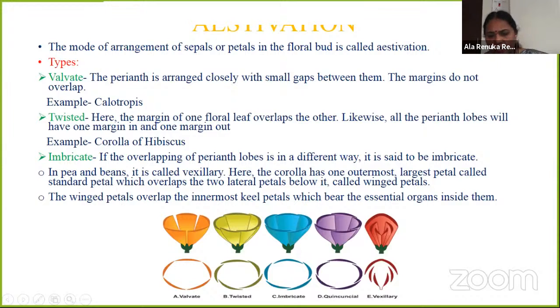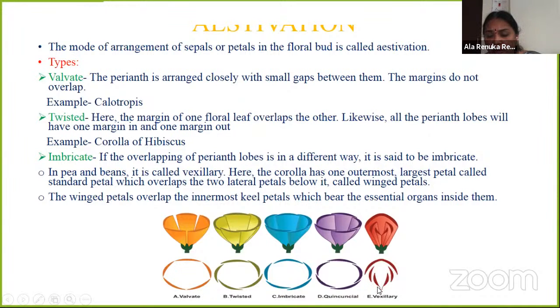Then you can see this is a special arrangement. Standard petal in a vexillum. This type of situation is called vexillary. It is the outermost petal, two lateral petals and keel petals. Inside these keel petals there will be androecium and gynoecium, and the opening of the flower in this situation is called piston mechanism.